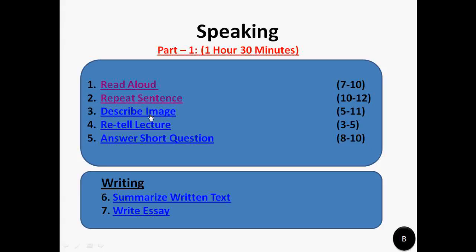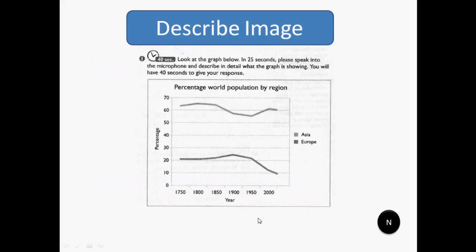Describe image. You get around 40 seconds to deliver one question or one image. This is describe image. Here you can find the title provided on top, and we have the details about the country by which the data has been extracted. And we have a scale, that is the duration in years from 1750 to 2000, and the overall percentage of population.